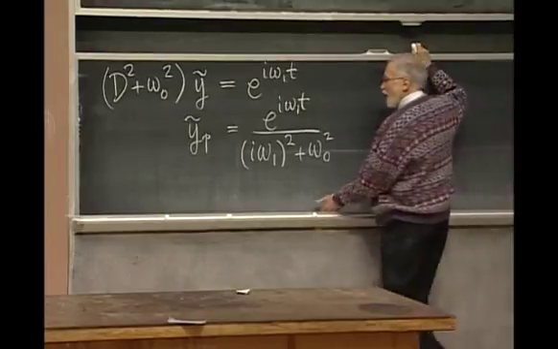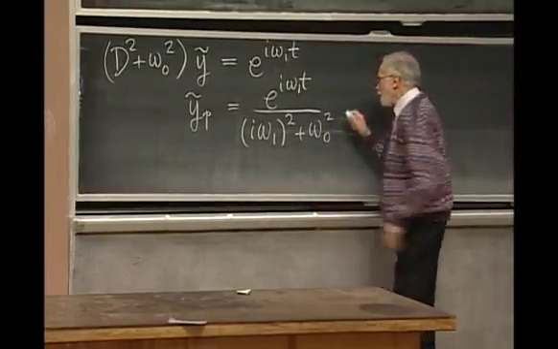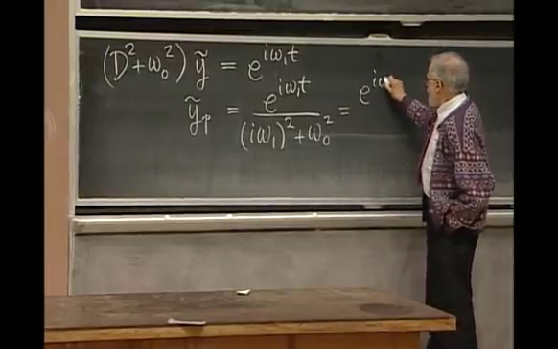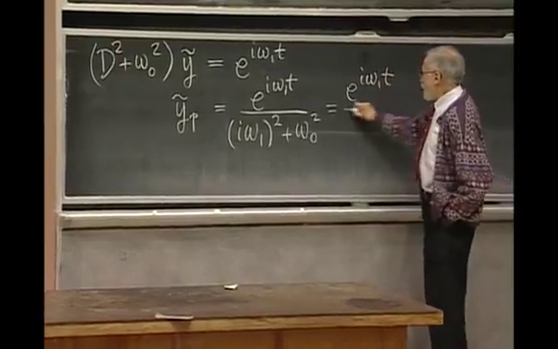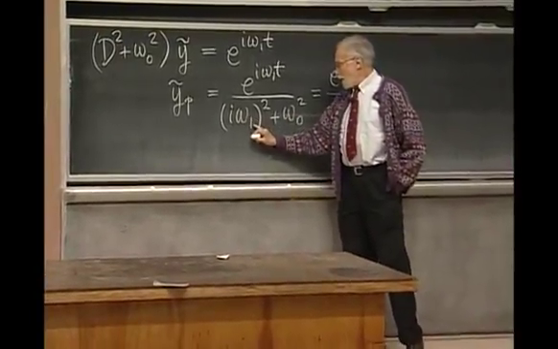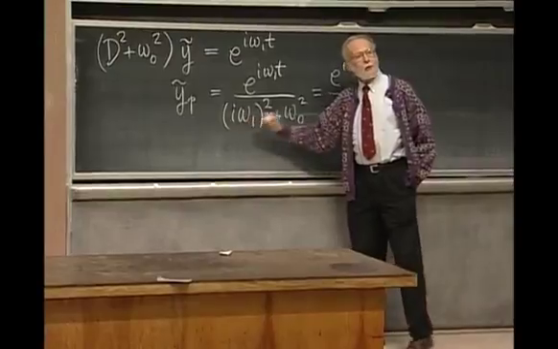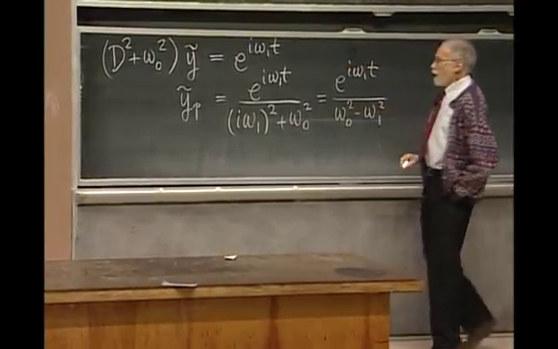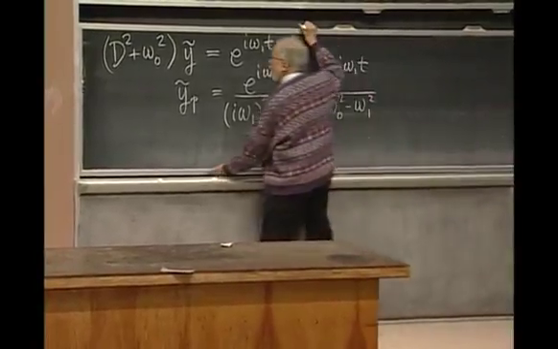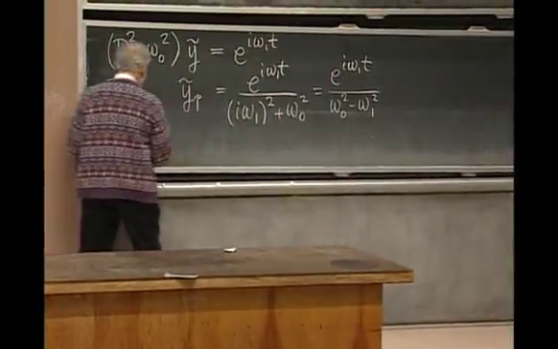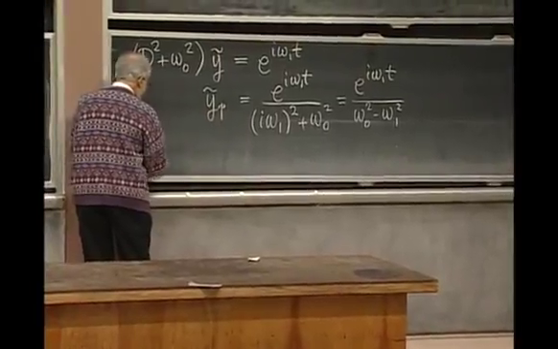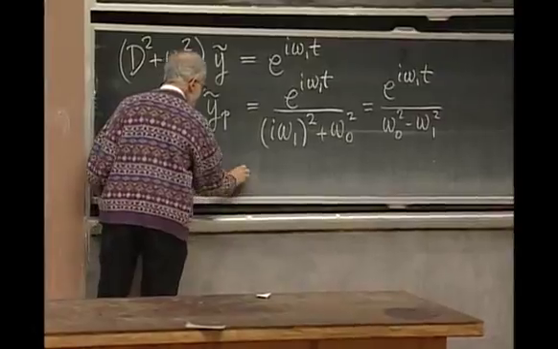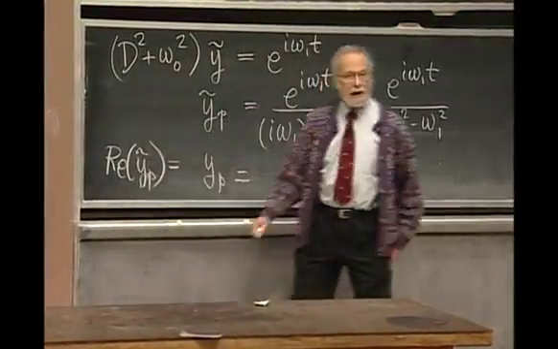Well, let's make that look a little bit better. This should be e to the i omega 1 t divided by, now what's this? This is simply omega naught squared minus omega 1 squared. But I want the real part of it, so as one final last step, the real part of that is what we call just the real particular solution. So y p without the tilde anymore.